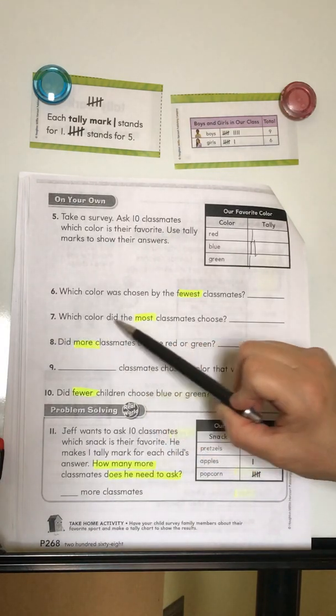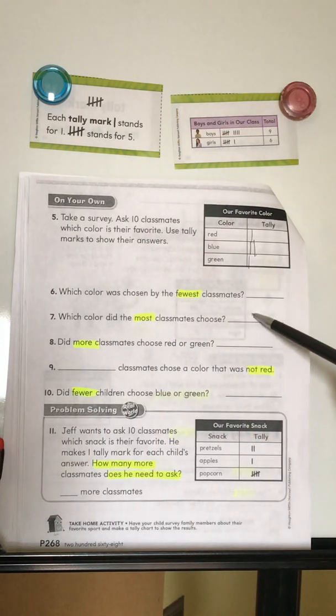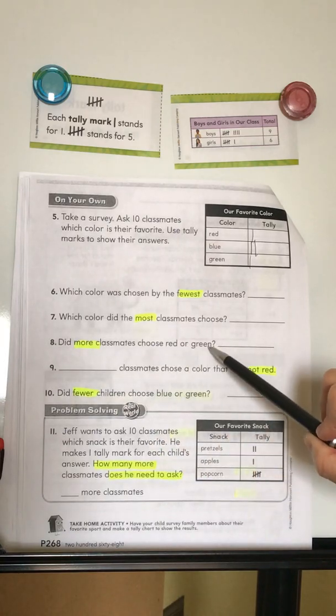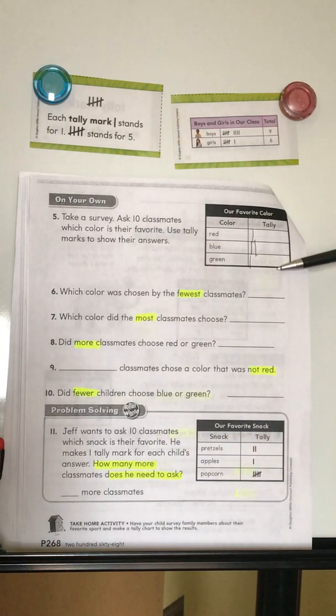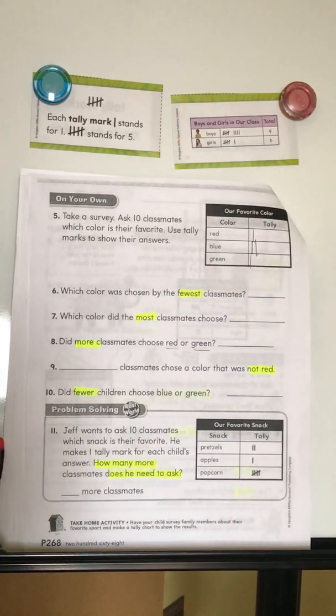Number 7, which color did most classmates choose? So you're going to write the color that got the most votes. Did more classmates choose red or green? So you're going to look at red and green and which one got more between those two colors. So your answer is either going to be red or green on the line.